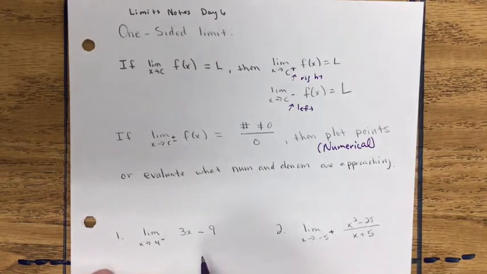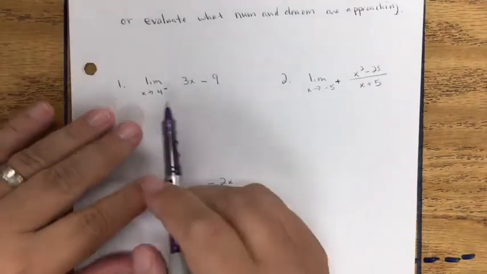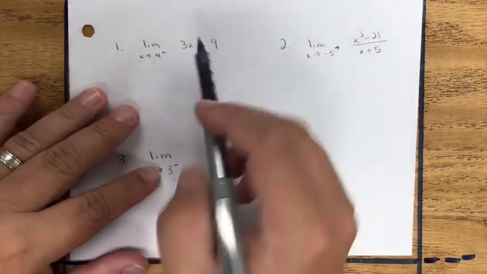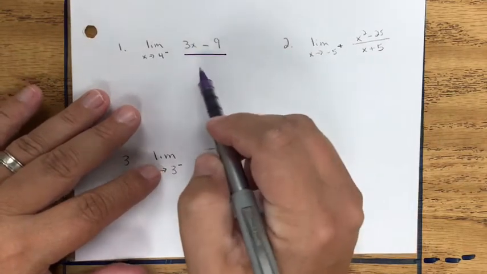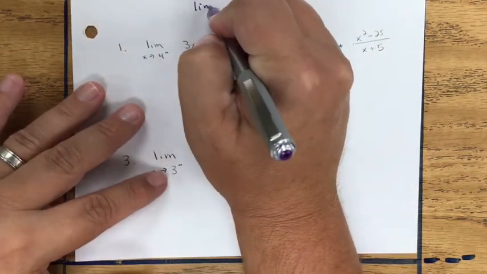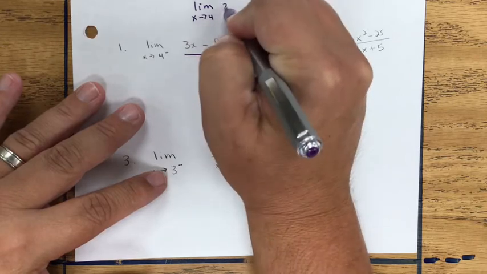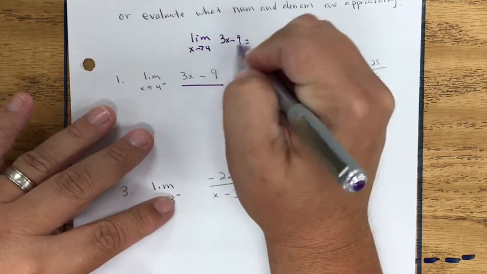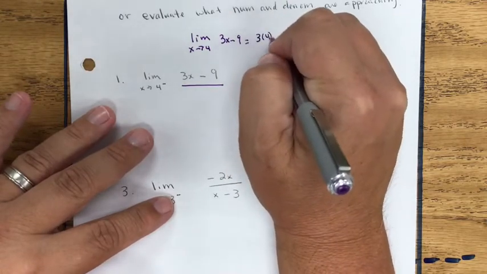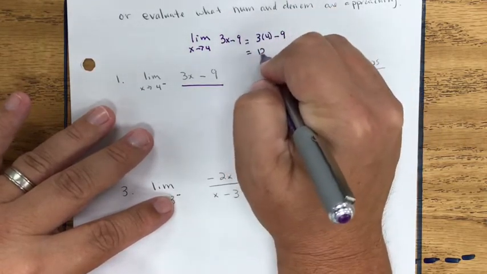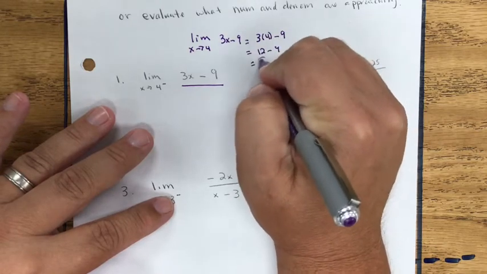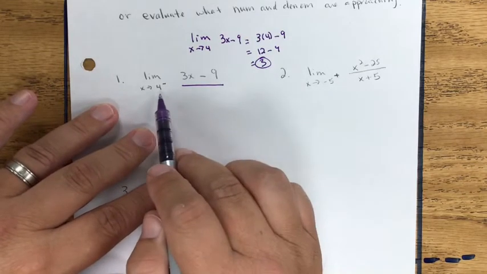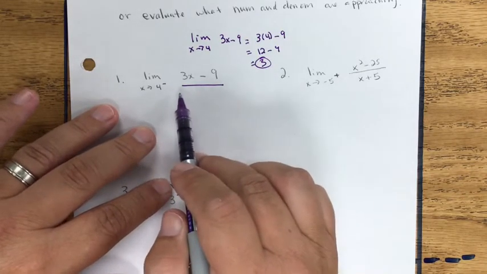So for example, okay, the limit as x goes to 4 from the left, all right? Now, we know of 3x minus 9, we know this is a line. So we know that the limit as x goes to 4 of 3x minus 9 is simply equal to, since this is a continuous function, 3 times 4 minus 9, which is 12 minus 9, which is 3. Well, if the limit as x goes to 4 is 3, then that also means that the limit as x goes to 4 from the left is 3.